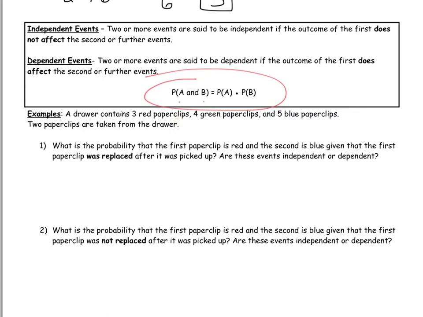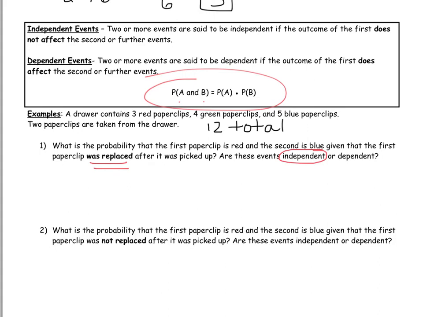So we have an example where we have a drawer that contains 3 red paper clips, 4 green, and 5 blue. Just for fun, we're going to need a total, so we're going to have 12 total paper clips. So question number 1 says, what is the probability that the first paper clip is red and that the second is blue, given that I replace it after I pick it up? So first off, before we even answer anything, are these events independent or dependent? I say that they are independent because I am replacing one of the paper clips and putting it back. So if I put it back, the odds are still the same.